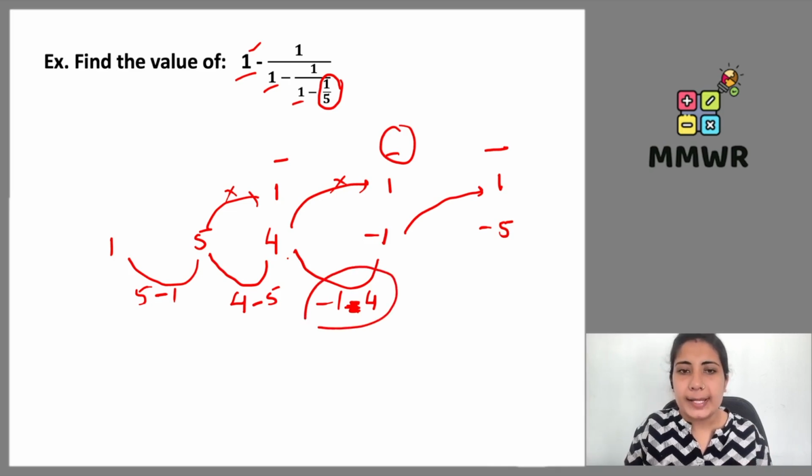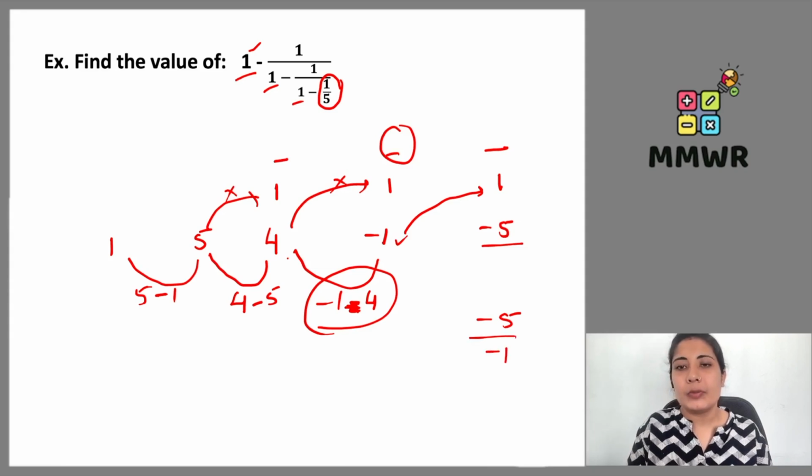Minus 1 minus 4 gives me minus 5. So after simplifying this whole, I got the numerator as minus 5 and the denominator as minus 1. When you simplify this further, this gives you 5 upon 1, which is 5. So 5 is the final answer for this.